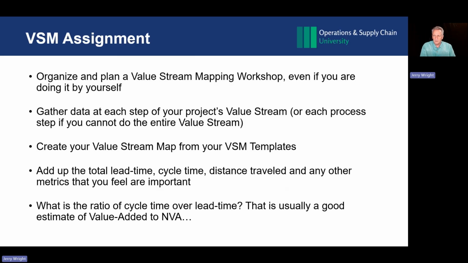Maybe you want to measure WIP or inventory. Doesn't matter, whatever's key. And then look at what is the ratio of cycle time over lead time. That is usually a good estimate of value added to non-value added.